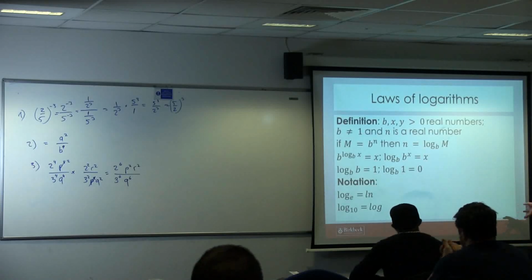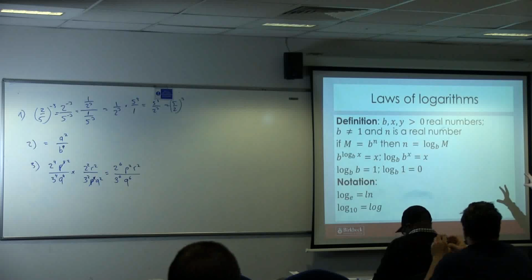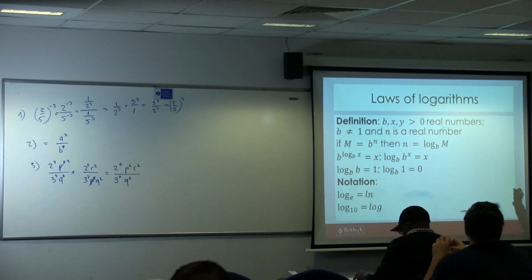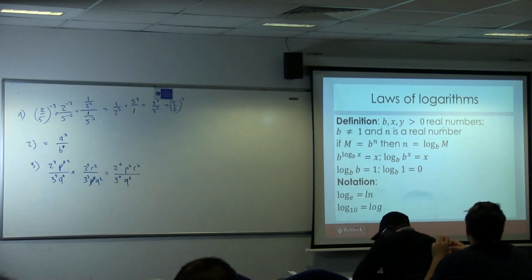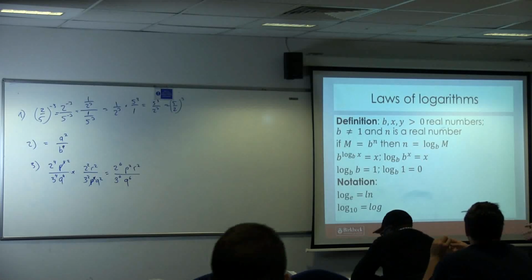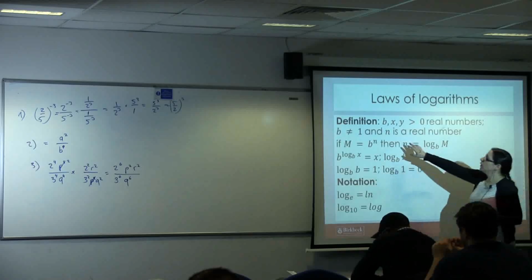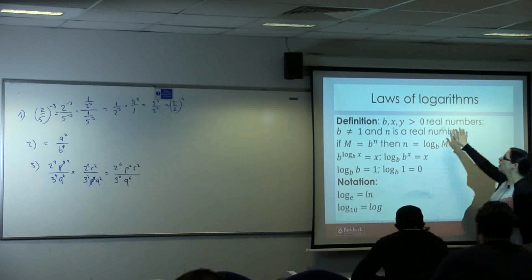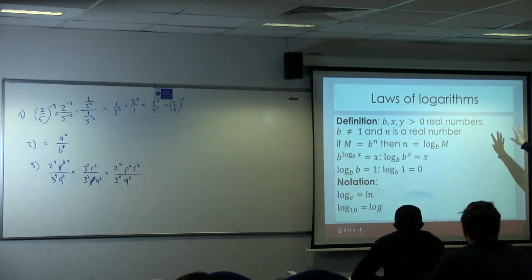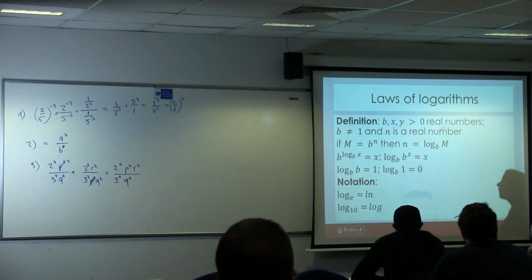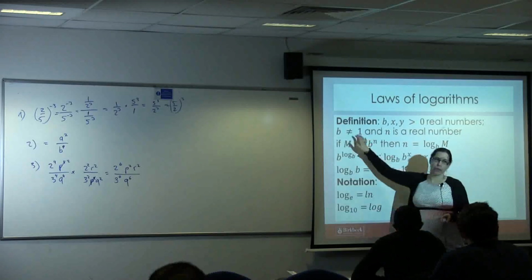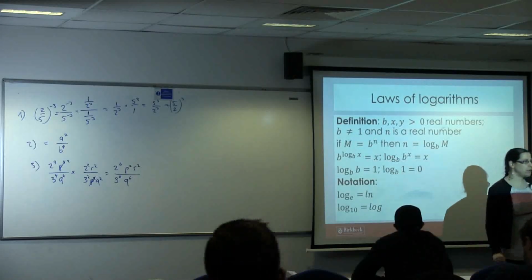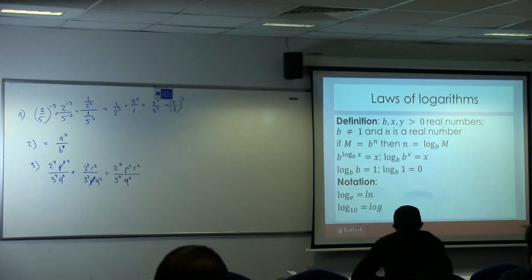Now, logarithms are a little bit more trickier because there are some rules, conditions that you need to remember. For example, your base and your numbers behind the logarithms can only be positives. They can't be negative or zero. And on top of that, your base can't ever be one. Why do you think the logarithmic base cannot be one?